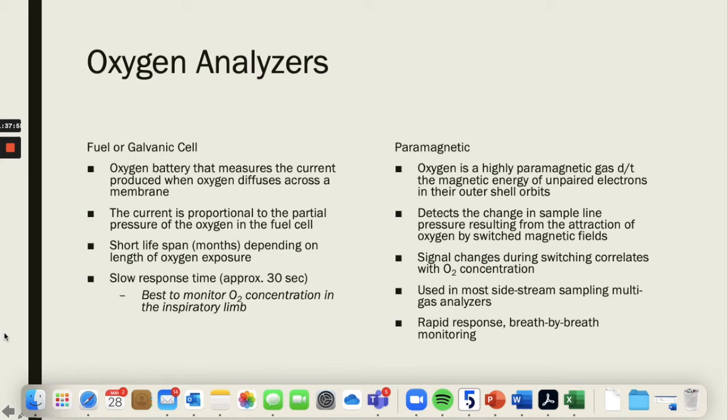These paramagnetic oxygen analyzers are used in most side stream sampling multi-gas analyzers, so they're commonly used in most of our anesthetic gas machines now. And they have a rapid breath-by-breath response and rapid breath-by-breath monitoring capability. So they're extremely fast versus the fuel or galvanic cell oxygen analyzers.